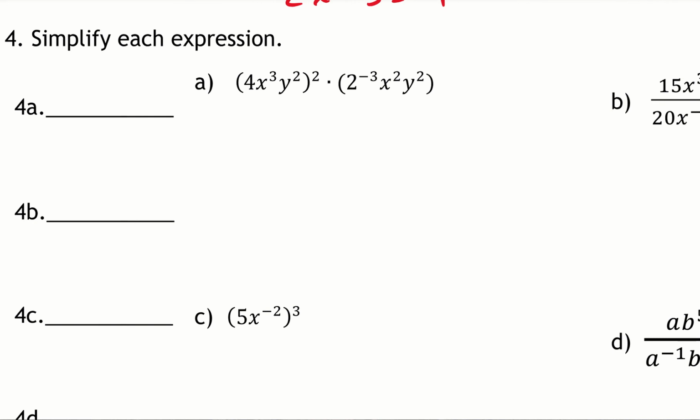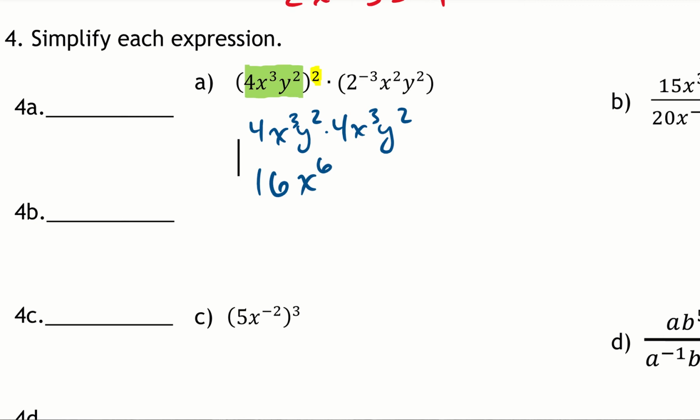So if I look at this, I guess the first thing I want to do is take care of the fact that this is being squared. So that means this entire 4 times x to the third times y squared needs to be squared. So to square it, I could write it out twice. There's 4x cubed y squared times another 4x cubed y squared. Excuse me, 4 times 4 is 16. I've got x cubed times x cubed, that's a total of 6 factors of x. Y squared times y squared, that's yy, and another yy, so that's 4 factors of y, so that's y to the 4th power, which is fabulous.